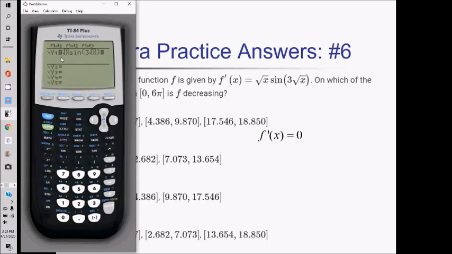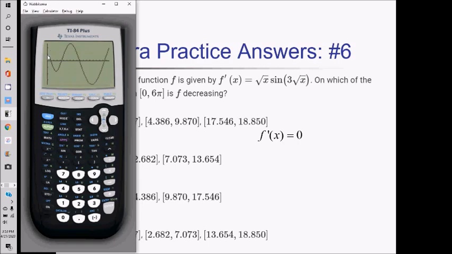So here's my f prime that I've entered in y1. And for my window, I'm going to go with 0 to 6 pi. So we've got 0 and then 6 pi. Enter that in. Okay. And let's do zoom 0 for the perfect window on this, zoom fit. So there's my f prime. And it looks like we are crossing in multiple places on that x-axis.